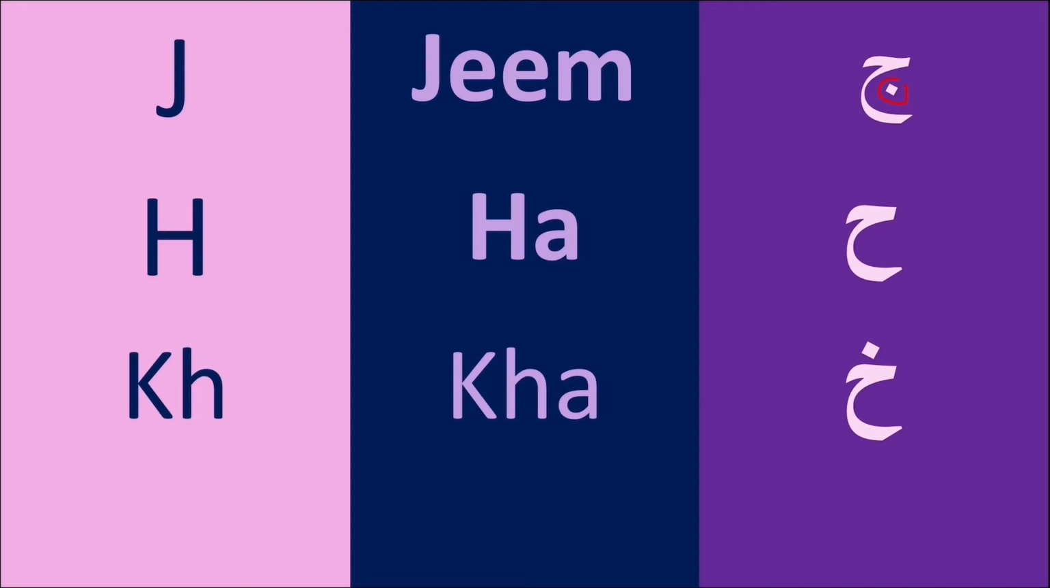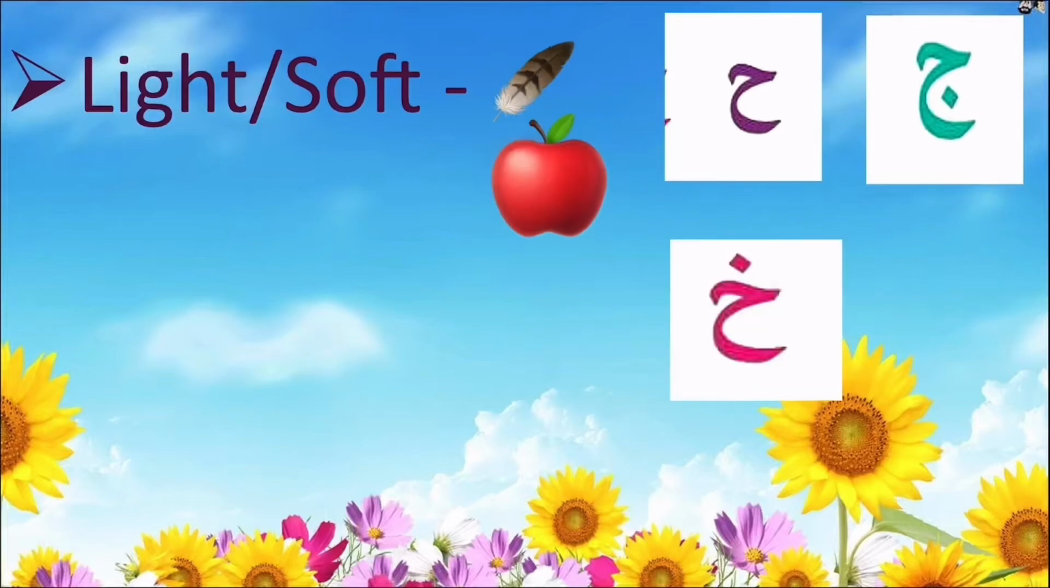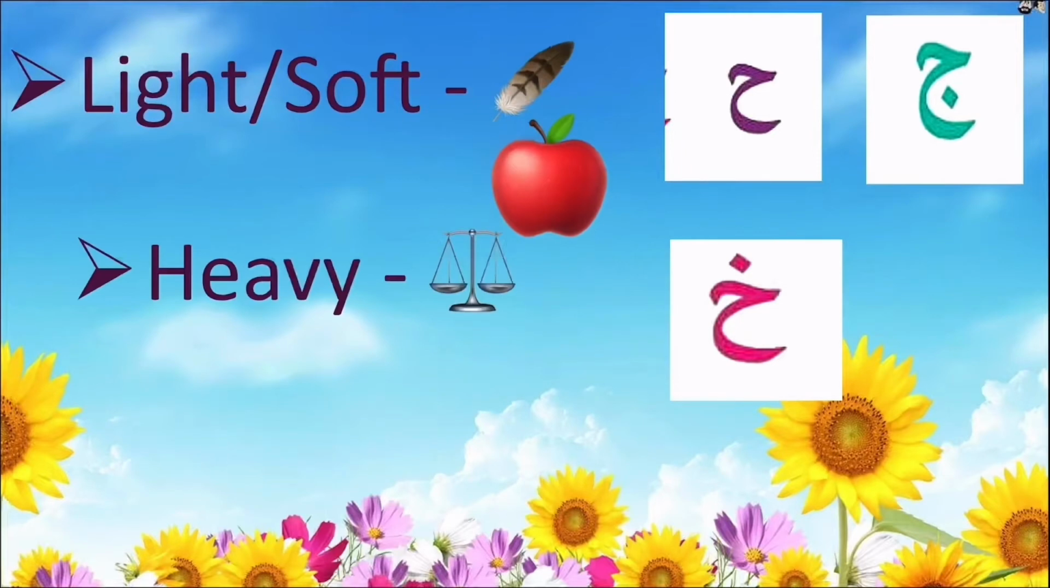Jeem has one dot inside. Ha has no dot and Kha has one dot above. Jeem and Ha are light letters, soft letters. How to pronounce them? The same way we pronounce apple. Jeem and Ha. Here comes Kha. Kha is a heavy letter. And how to pronounce it? The way we pronounce orange. So the same way we will pronounce Kha.